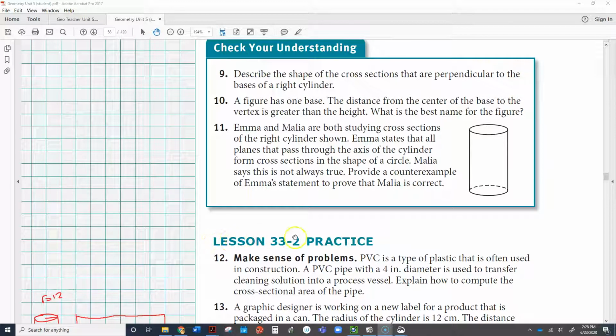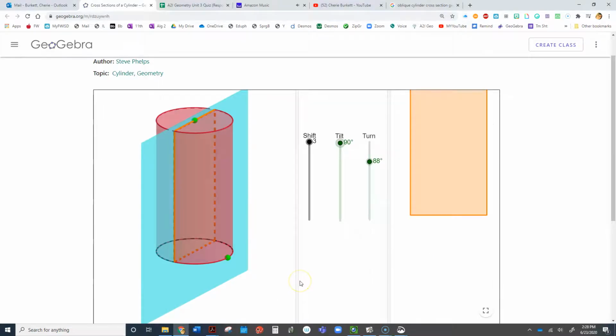Answers to lesson 33-2, cylinders and cones. It says describe the shape of the cross sections that are perpendicular to the base of a right cylinder. Well, you know me. I'm not going to just describe it. I'm going to show you. So here we go. Here's a right cylinder.